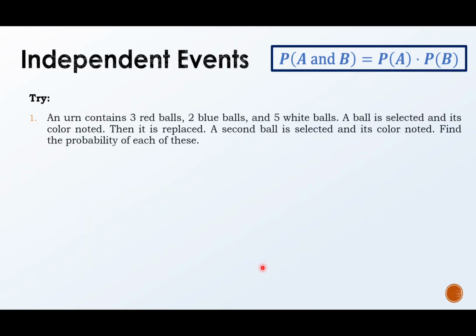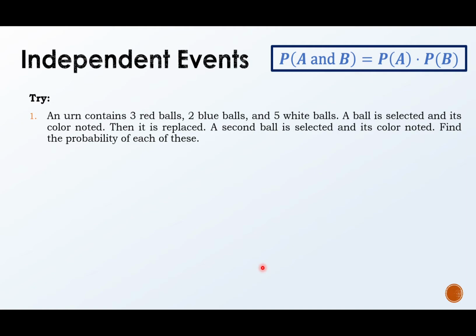Other examples? Okay. An urn, it's just a container, contains 3 red balls, 2 blue balls, and 5 white balls. A ball is selected and the color is noted. And then it is replaced. You return the ball you selected. And then the second ball is selected. Again, the color is noted. Find the probability of the following. What's the probability of selecting two blue balls? It's just the same as asking the probability of getting a blue ball and a blue ball. Okay, I'll give you time to solve this one.